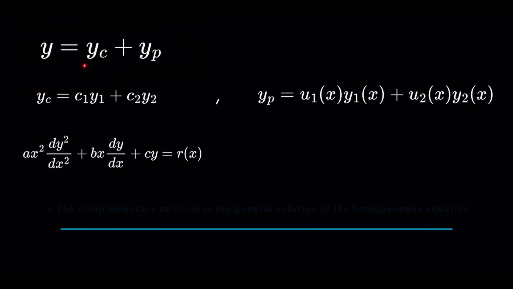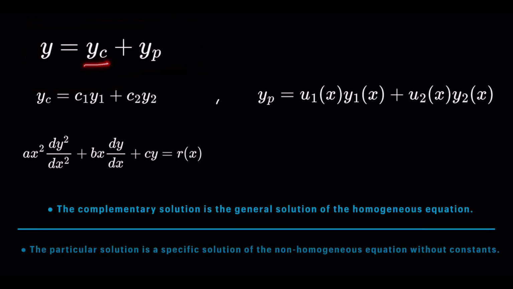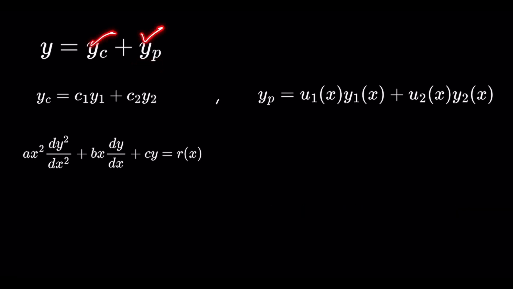Here, y of c is the complementary function, which is the general solution of the associated homogeneous equation, and y of p is the particular solution of the non-homogeneous equation. We will find these separately, and eventually, we are going to write them together with a positive sign. Now let's take a look at how we are going to be finding the y of c.